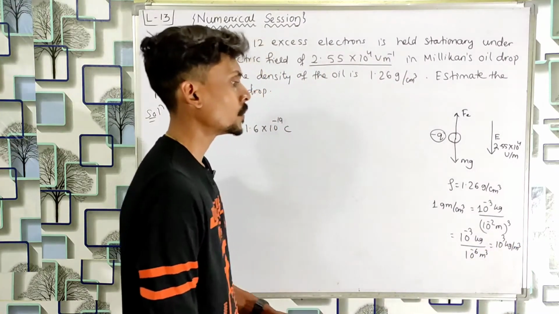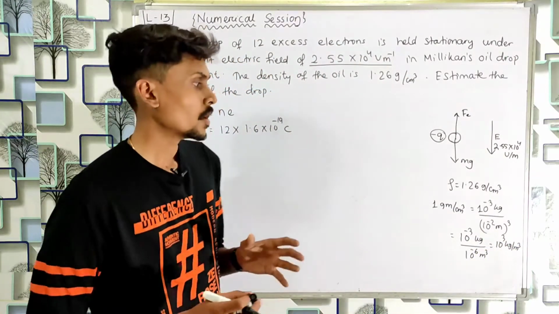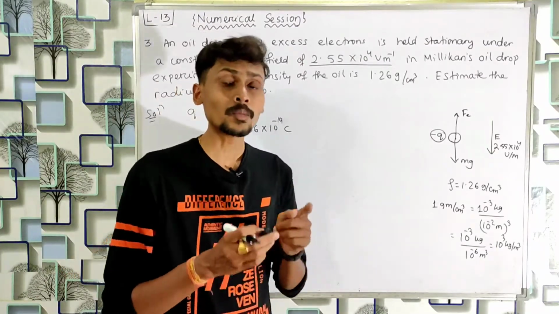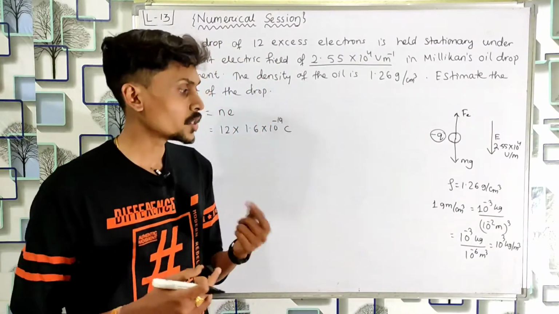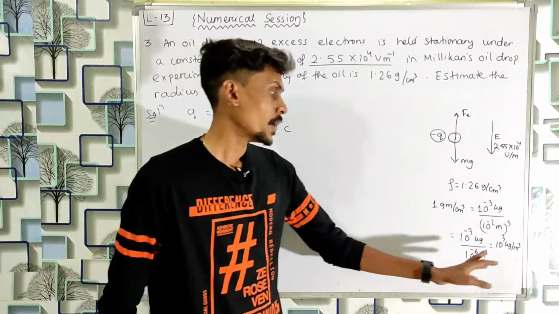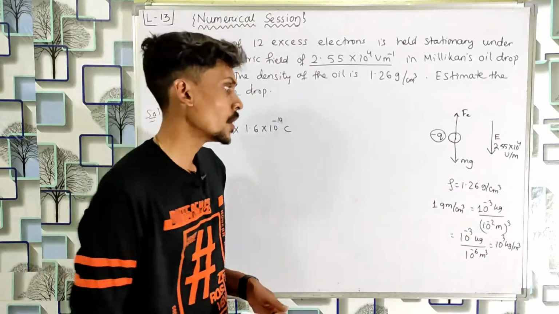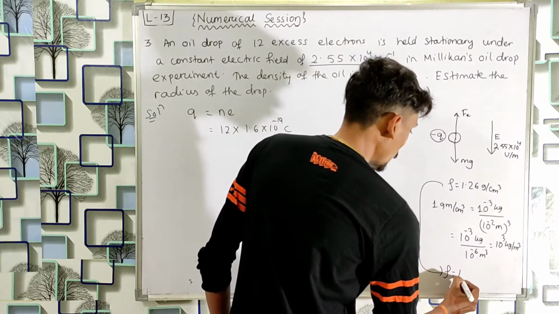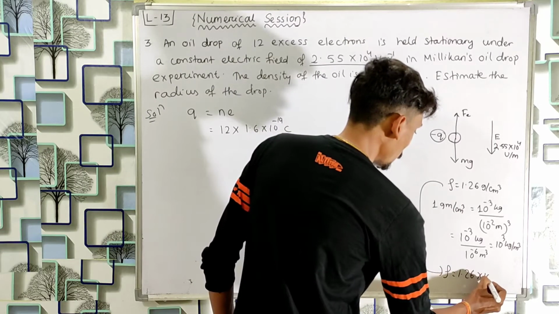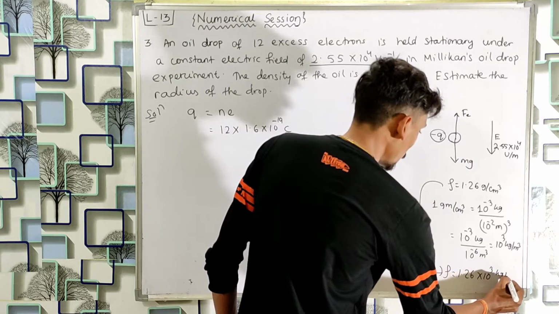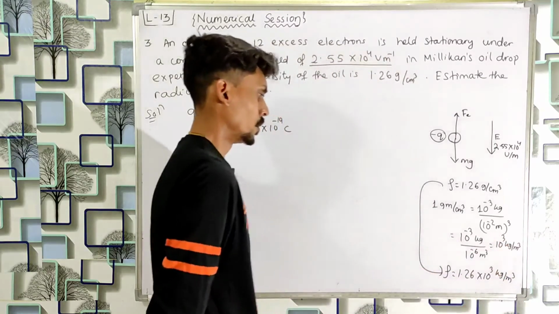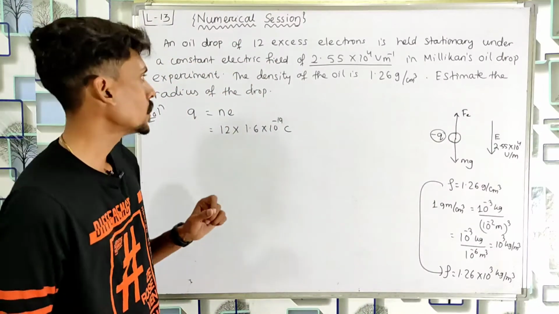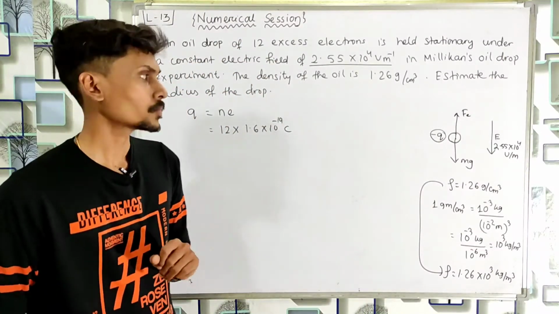So if you want to convert the density from CGS to SI unit, means to convert the density from gram per cm cube to kg per meter cube, you have to multiply by 10 to the power 3. So the density rho is how much? 1.26 into 10 to the power 3 kg per meter cube. So the density is given. We have to calculate the radius of the drop.